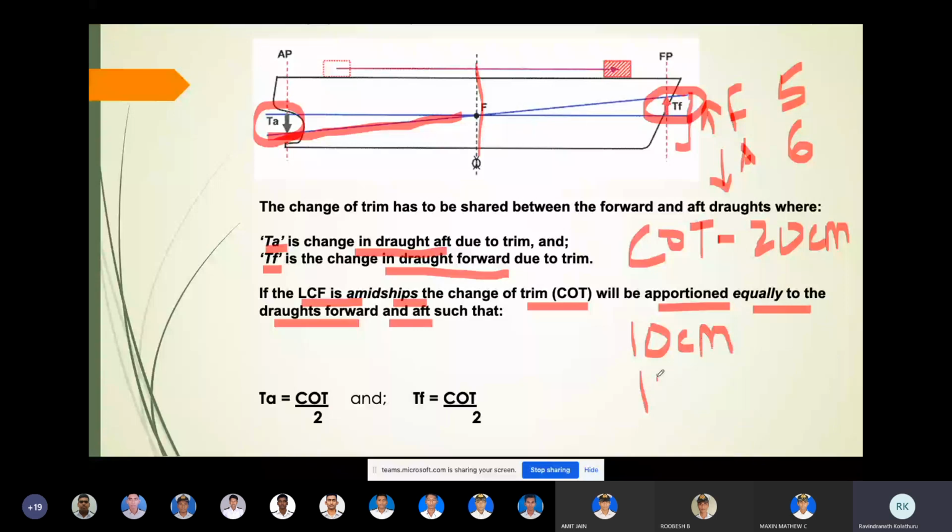Okay, so now I know the correction, how much to be applied, because my F position is at the midship. They have told me that you can distribute it equally to the forward and aft drafts. Now I know forward I have to give 10 centimeters and aft I am giving 10 centimeters. Now tell me what is the final draft. What will be my final draft?